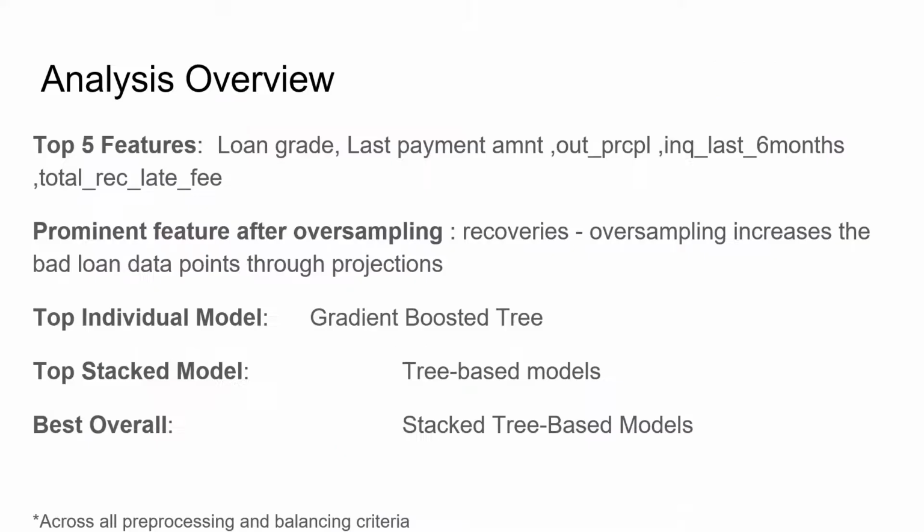Now we want to take a look at our feature importance from the tree algorithms and compile them together for a top five list of impactful features across all scenarios. When looking through the feature importance across the individual models, we see that the top 5 features are loan grade, last payment amount, remaining outstanding principal, the number of credit inquiries in the past 6 months, and the total amount of late fees to date. Within the context of loan information, these top features make the most sense. The recoveries feature, which is the post-charge-off gross recovery, is also an impactful feature.